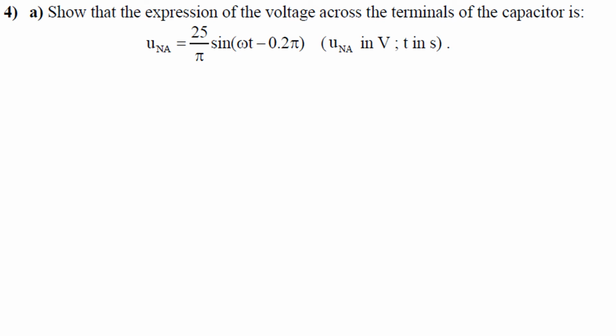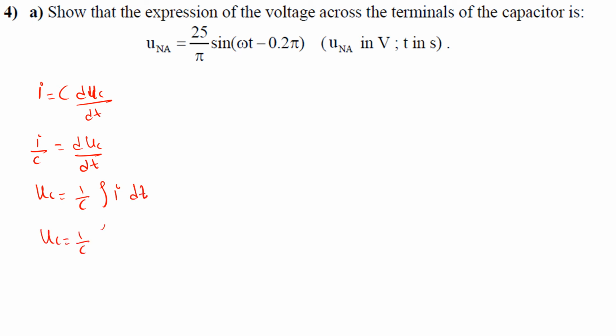Okay, show that the expression of the voltage across the terminals of the capacitor is given by this form. Start with the current. I equals C du C by dt. Divide both sides by C. يعني هم بصير عندي I over C equals du C by dt. Now integral both sides حيصير في عندي UC is equal to 1 over C integral of I dt.